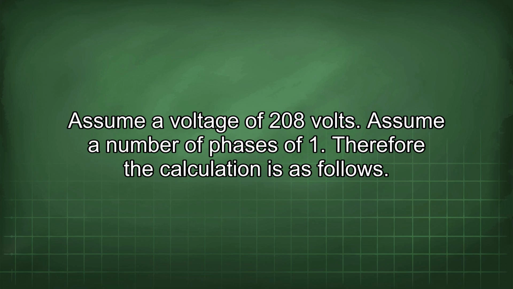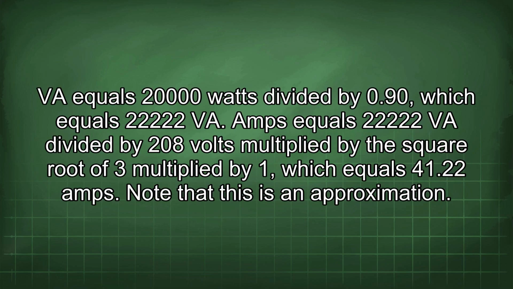Therefore, the calculation is as follows. VA equals 20,000 watts divided by 0.90, which equals 22,222 VA. Amps equals 22,222 VA divided by 208 volts multiplied by the square root of 3 multiplied by 1, which equals 41.22 amps.